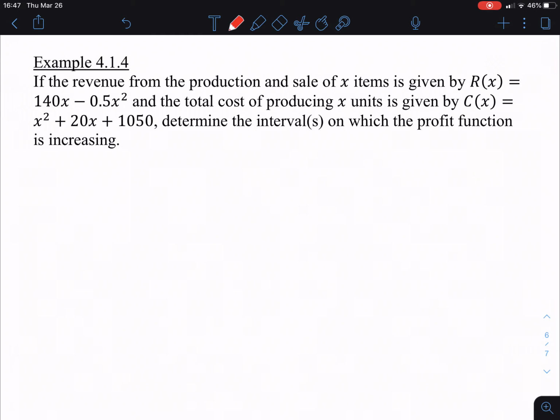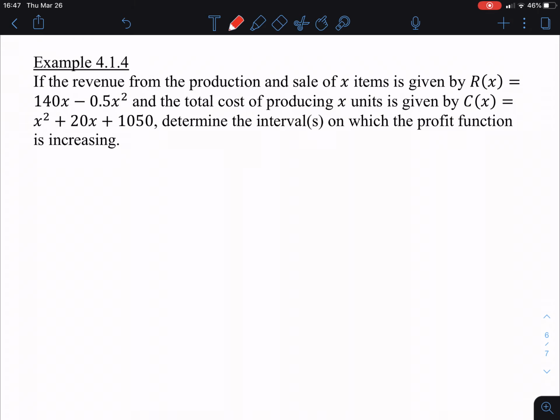In this example, we're going to apply what we know about sign charts and what they tell us about functions and apply it to a profit question. So in this example, we say that if the revenue from the production and sale of X number of items is given by the function R of X equals 140X minus 0.5X squared, and the total cost of producing X units is given by C of X equals X squared plus 20X plus 1050, determine the interval or intervals on which the profit function is increasing.